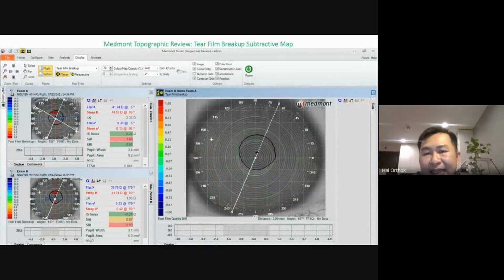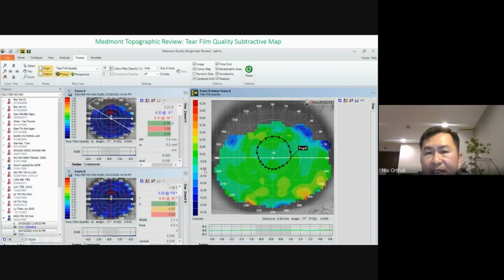More importantly, I can see the tear film breakup on the subtraction map. You can see the Placido ring here. It's very nicely formed. It tells you that this patient doesn't have dry eye. But if you look into the color, you can see tear film quality is partially good in this area, and not very good, but acceptable, on the periphery. That means the periphery of the lens is not sufficiently wetted right here, and it's causing some dryness. So we need to open more tear in this area.